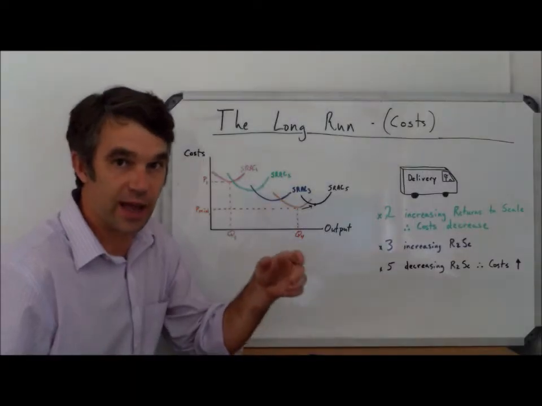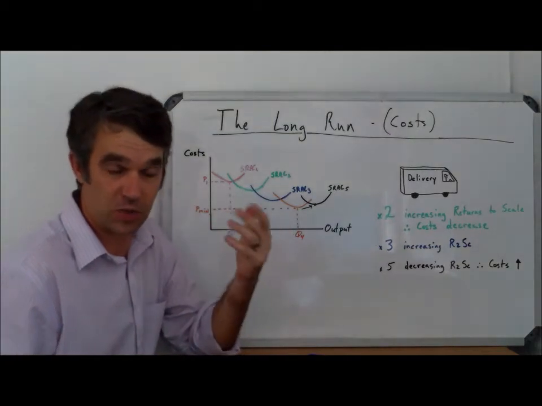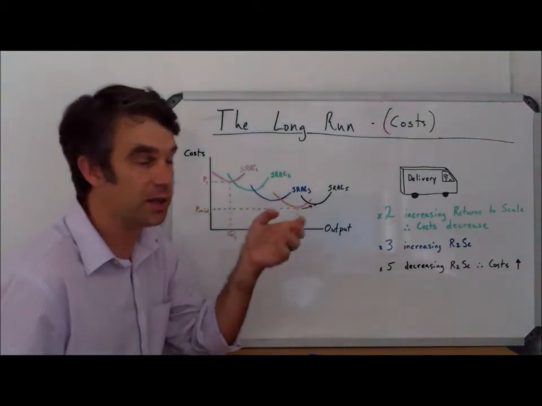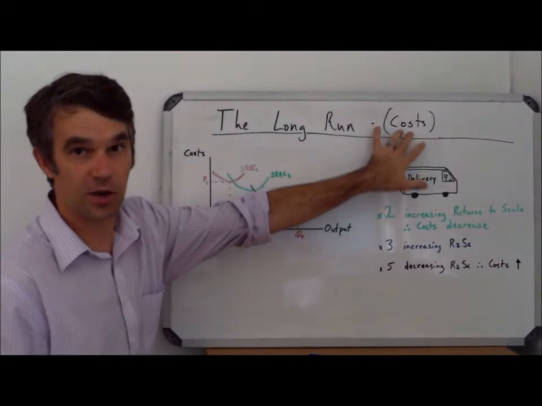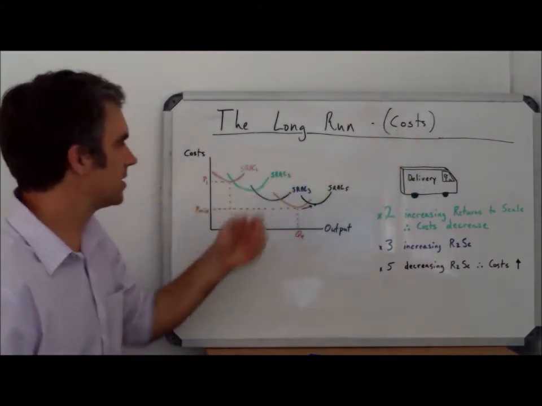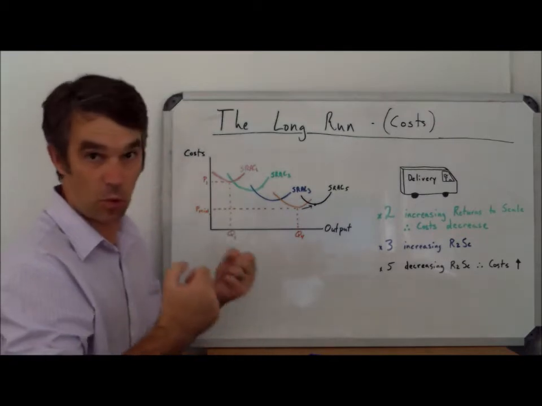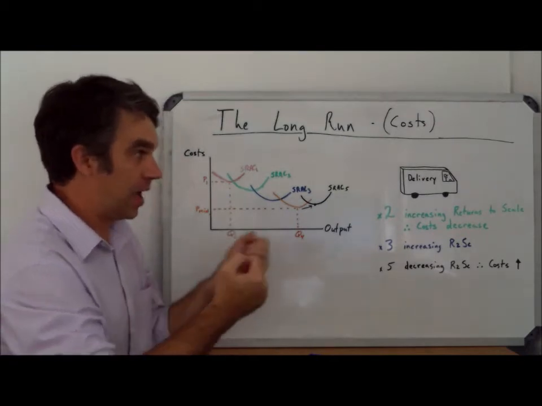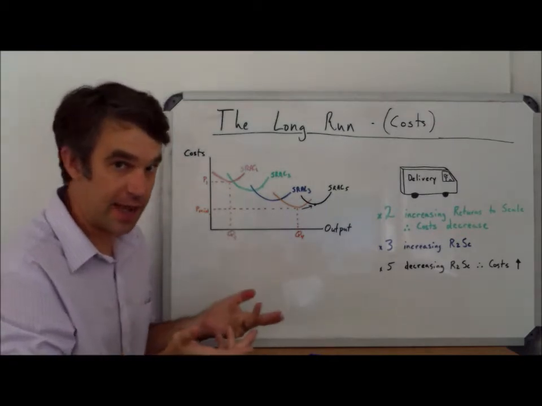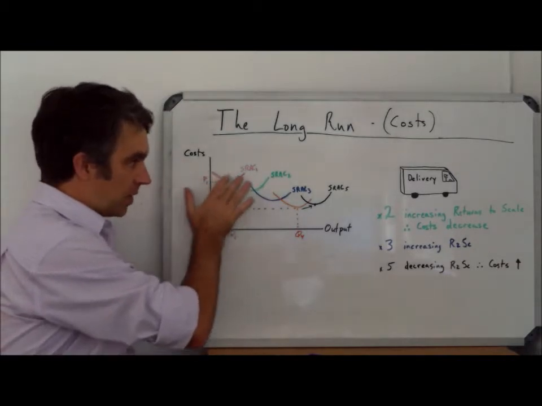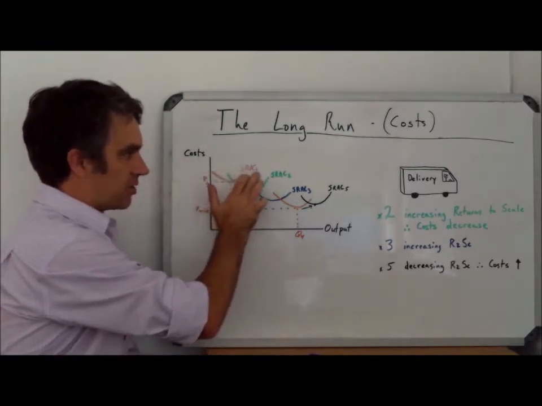Once we understand how increasing and decreasing returns to scale work in production, it's time to start looking at how this works out in costs. Let's say that we're a firm, we're going to be a delivery firm, and right now we've got one truck, one driver, and we make a certain amount of deliveries in a day. We're going to be at what we call short run average cost curve 1.